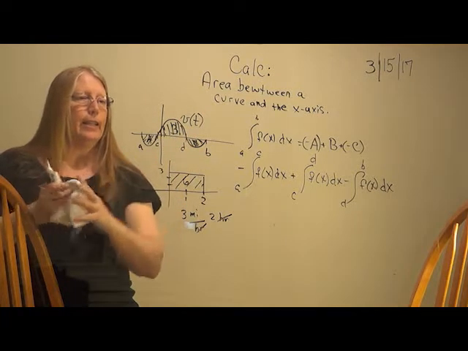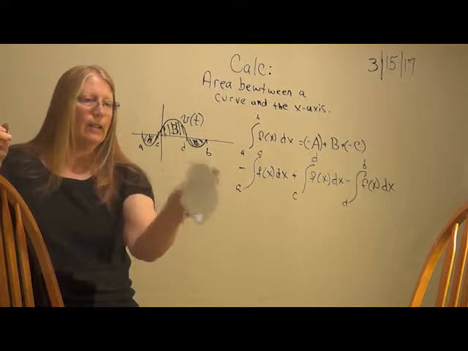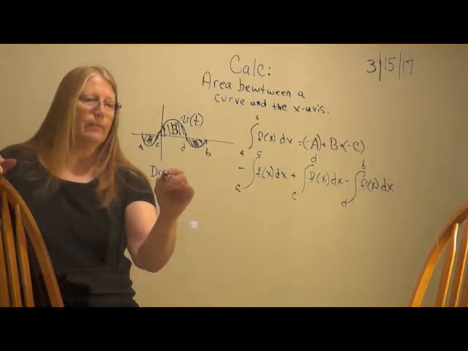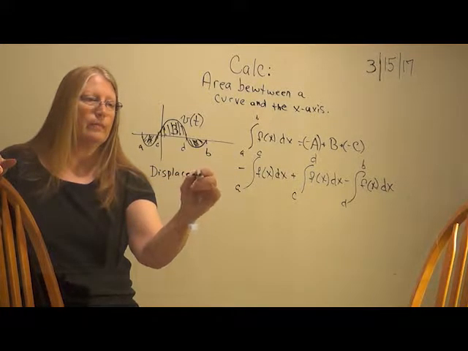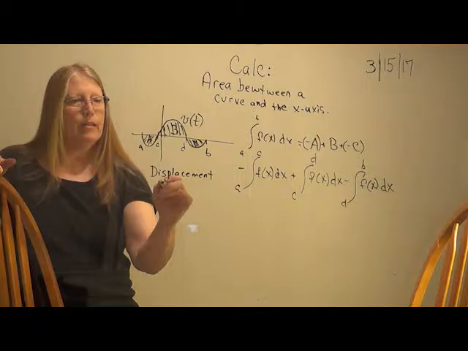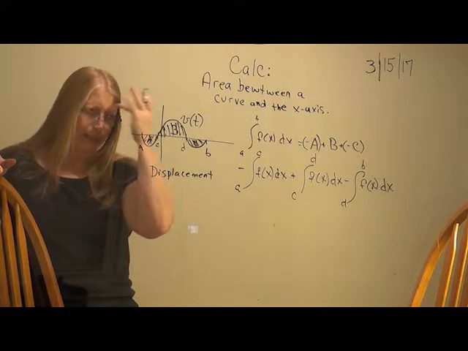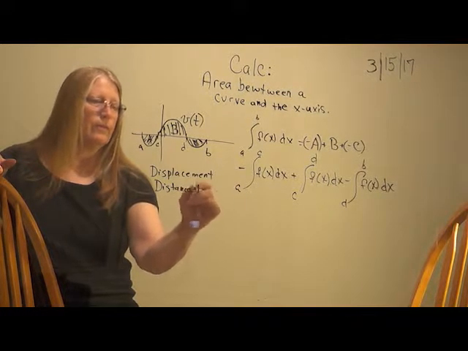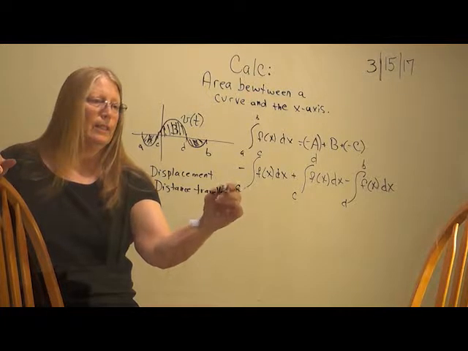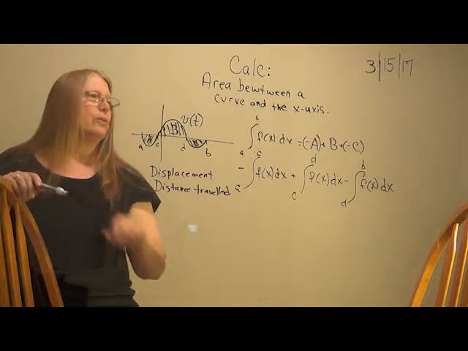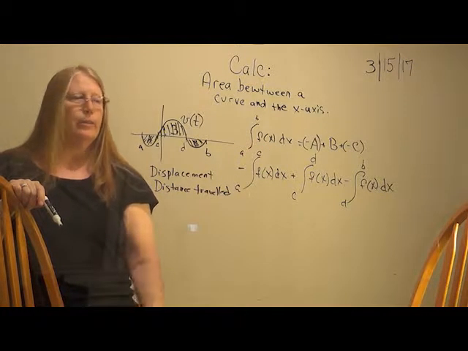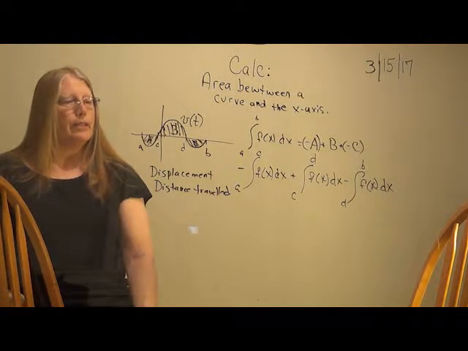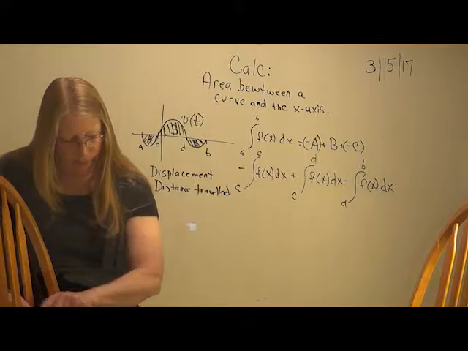Not only are we going to find the area between the curve and the x-axis, we're going to call it a velocity curve. And I'm going to ask you for 2 things: displacement and the distance traveled. One of these is going to ask you to use a straight integral, and the other one's going to ask you to divide up the integral so that every portion is positive. So let's go ahead and do one, and you'll see what I mean.